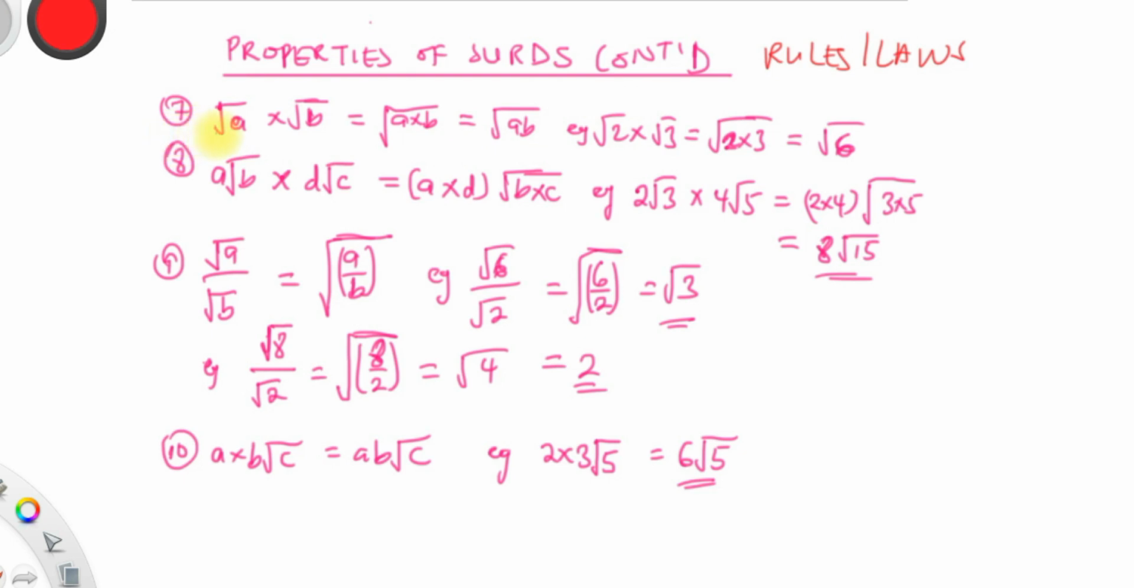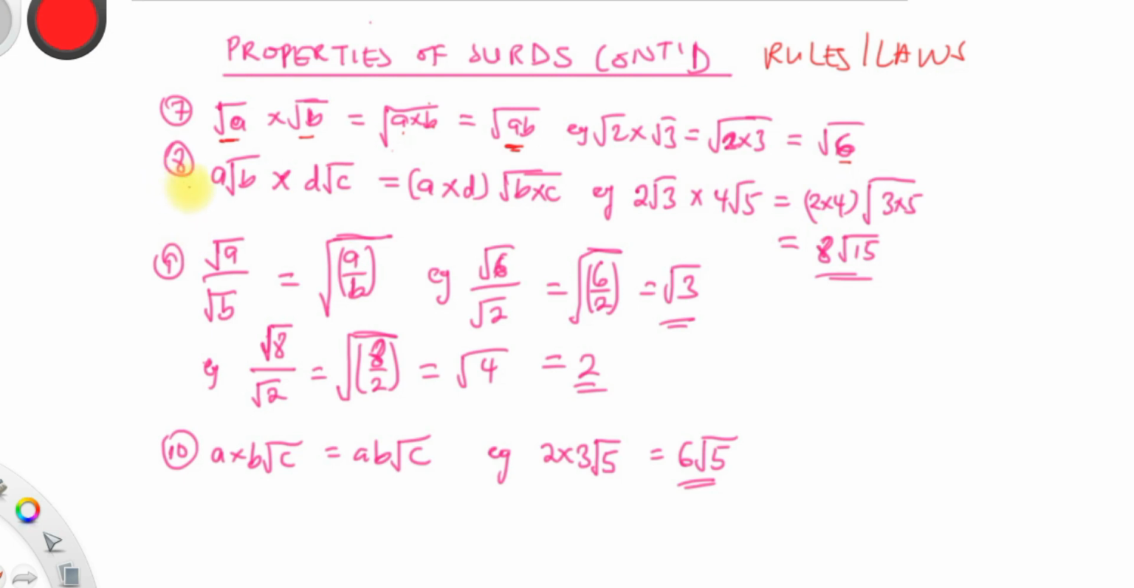So we are saying that if you have square root of A times square root of B, this is similar to what we considered. So we are going back. Then we have A times B, put them under one square root sign, which is the same as square root of AB. So this is just the vice versa of property one that we considered. So if you have square root of 2 times square root of 3, then this is the same as 2 times 3 under one square root sign. 2 times 3 is 6. You get square root of 6.